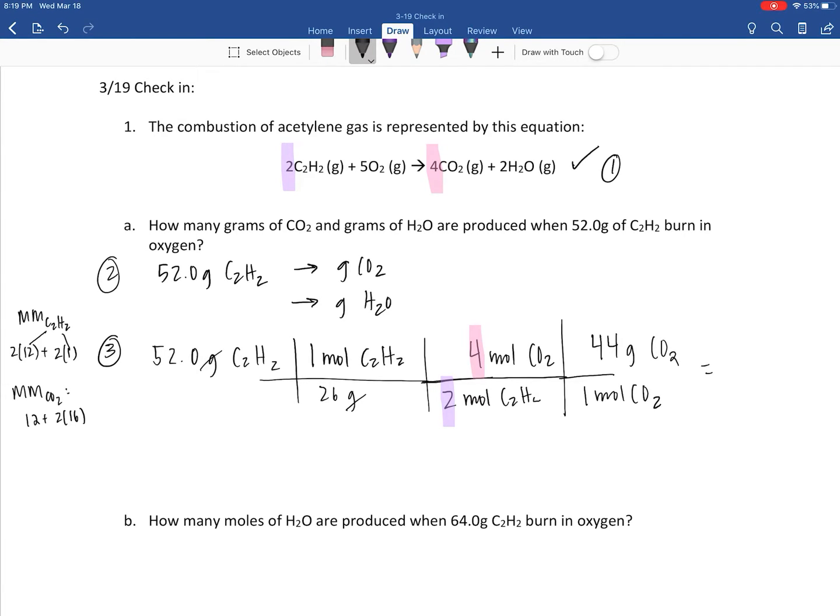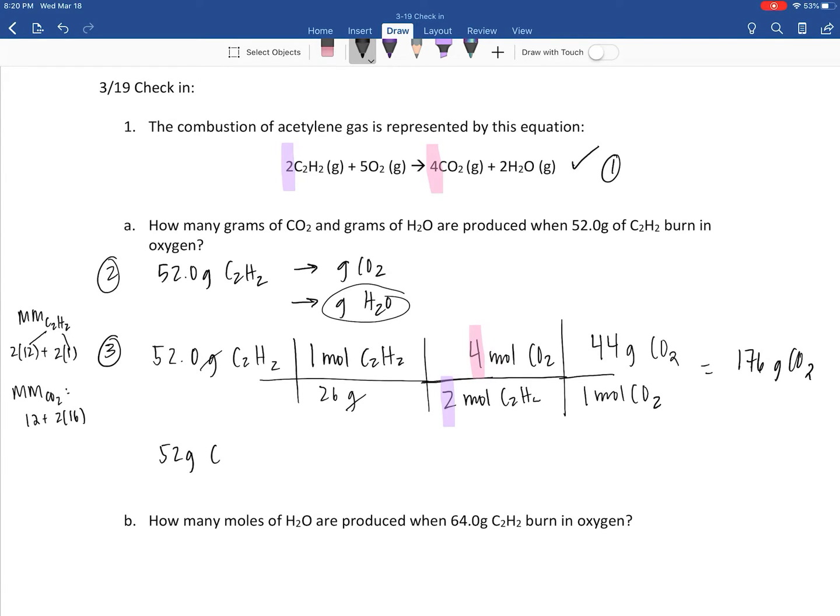So 32 plus 12 is 44 grams of CO2. So then I'm just going to plug and chug. So we use the calculator right now. I have 52 divided by 26 times 4 divided by 2 times 44. And what you should get is 176 grams of CO2. Okay. So now let's do the second one, which is grams of H2O.